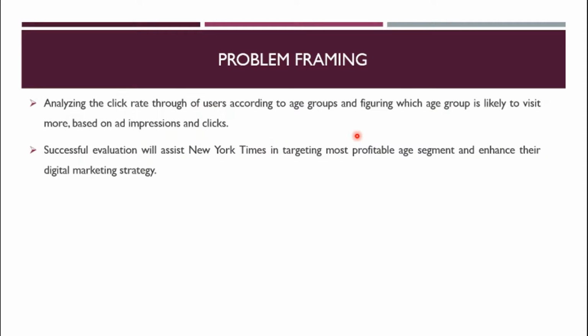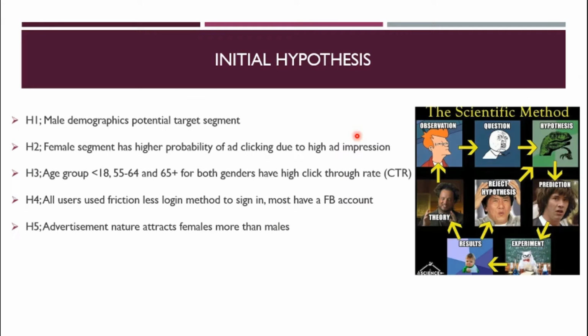The first step in an analytic plan is to frame the problem. Our problem right now is to analyze the click-through rate of users according to age group and figure out which age group is likely to visit more based on ad impressions and clicks, and how this will help evaluate and assist New York Times in targeting the most profitable age segment and enhance their digital marketing strategy.